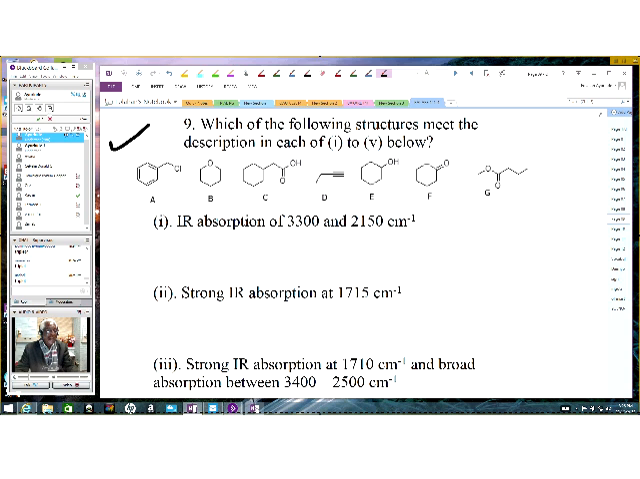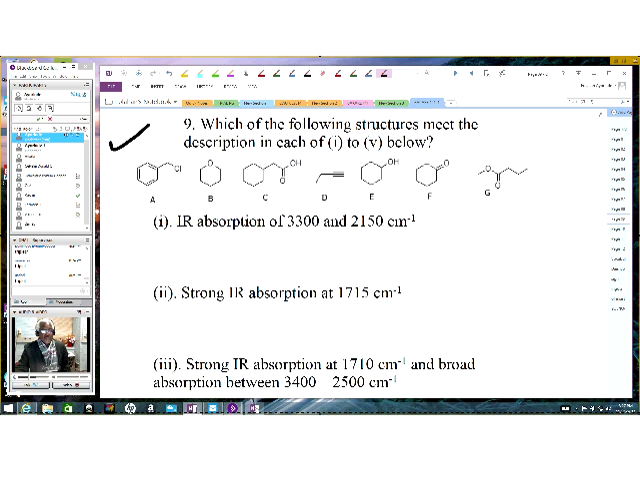Do it again. Which of the following structures meet the description in each of the 1 through 5 below? Okay, thank you. So what this question is asking you, this is also a question on spectroscopy, mostly infrared spectroscopy. It says, which of the following structures meet the description in each of questions 1 to 5 below? Okay, let us look at this.